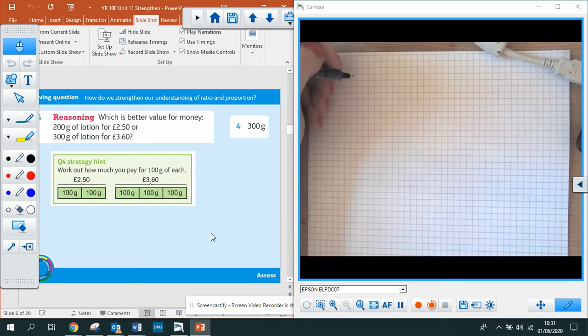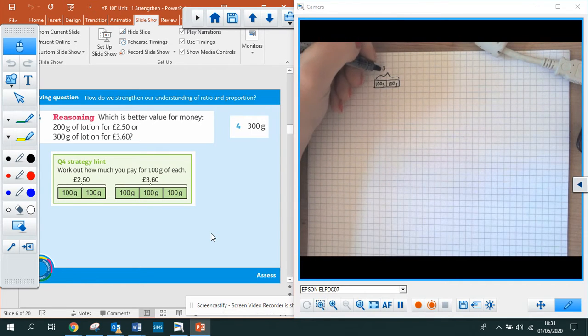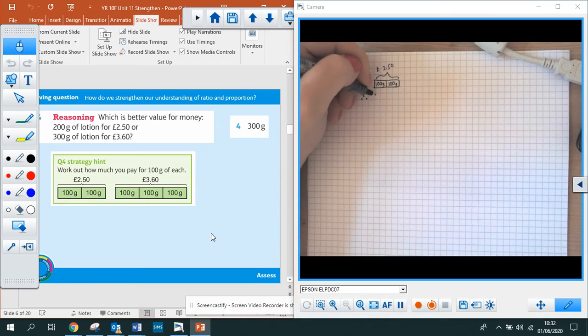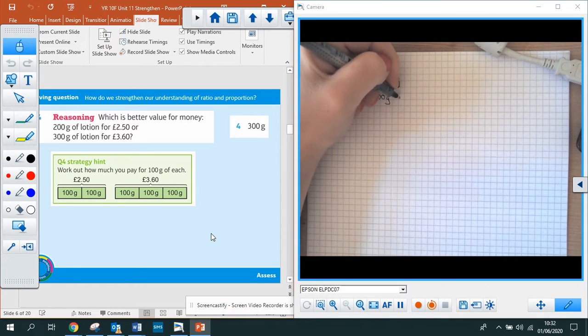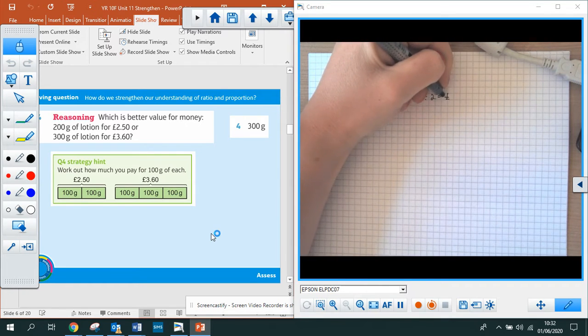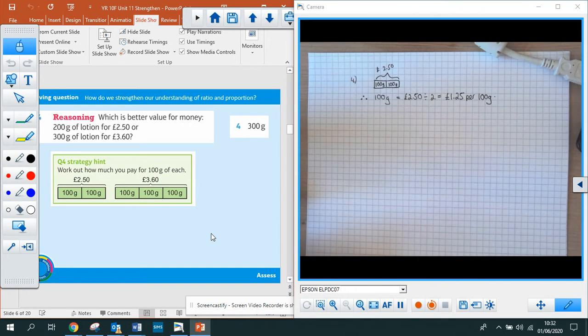So this is question 4, they have shown you this with the bar modelling. So for the first part, we've got 200 grams, so 2 lots of 100. So 200 grams, and that costs £2.50. Okay, so £2.50 is for 200 grams. Therefore, 100 grams, remember those 3 dots mean therefore, 100 grams is going to cost £2.50 divided by 2, which is £1.25. Okay, so it's £1.25 per 100 grams for your first option.